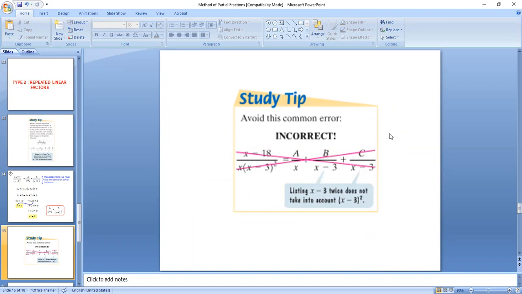Why is the entire thing wrong? Because once this one is wrongly represented, the answers for a and b will be affected. So your entire answer will be incorrect, even though you already wrote the form of the first two partial fractions correctly. So please be very careful when you represent repeated linear factors in your method of partial fractions.